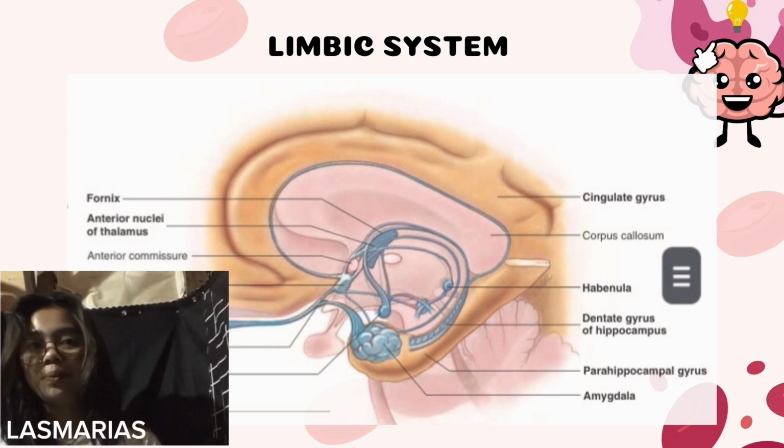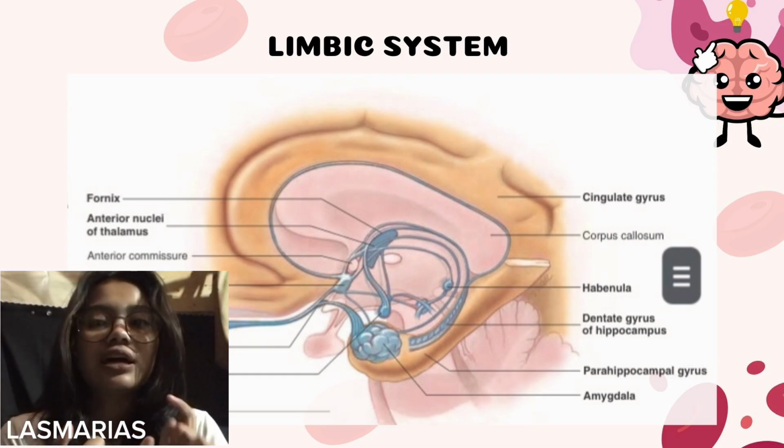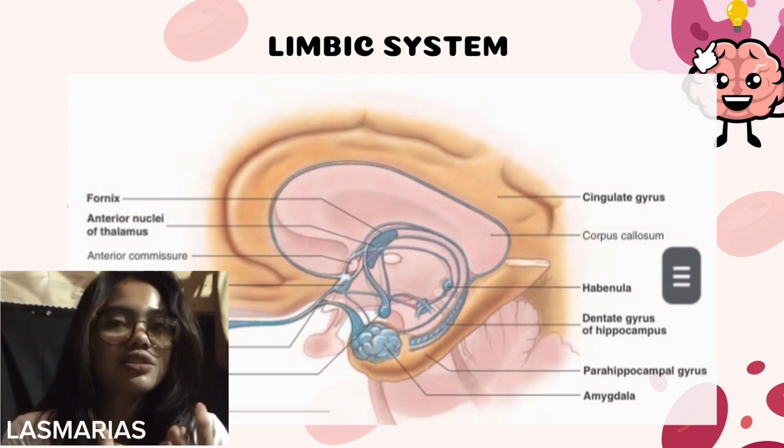So now let's go to the hypothalamus. The limbic system heavily influences the hypothalamus, which is the master regulator for things like hunger, thirst, body temperature, and sexual drive. So another trivia, our limbic system is what controls all the vital survival functions.